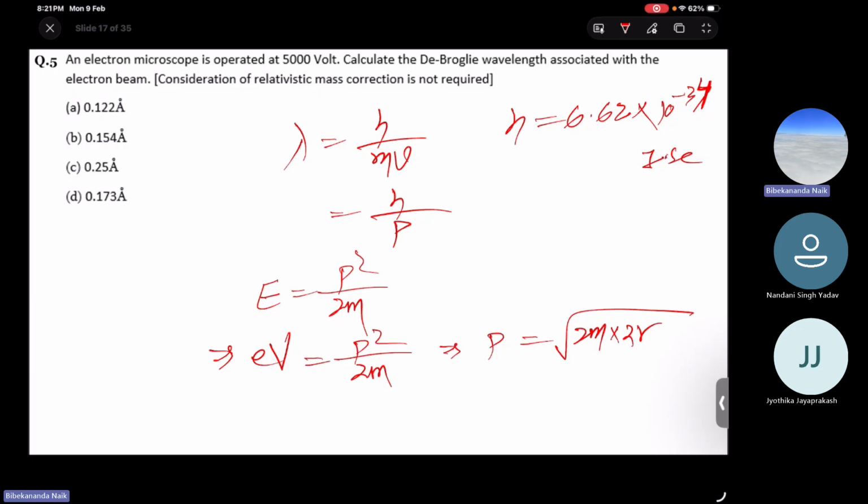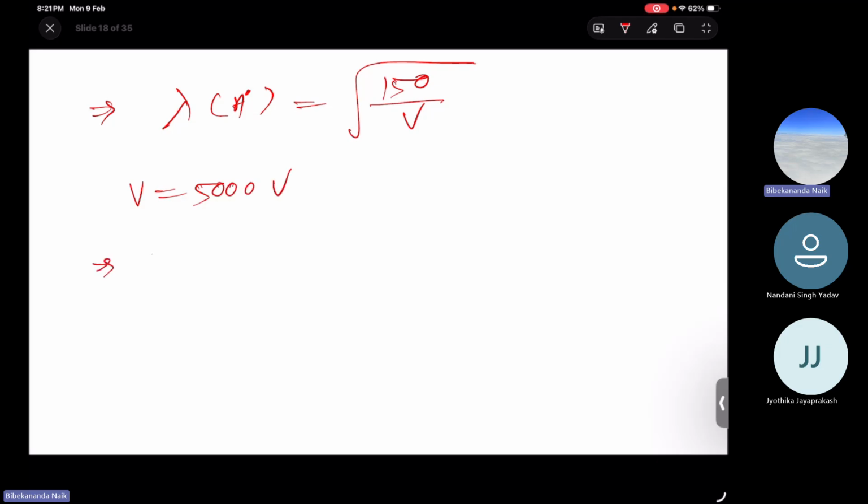So if you put all these values, we know the mass of the electron. Then there is a formula which says lambda in Armstrong is equal to 150 by root V. So here V is 5000 volt, so lambda will be 150 divided by 5000 volt, root over.